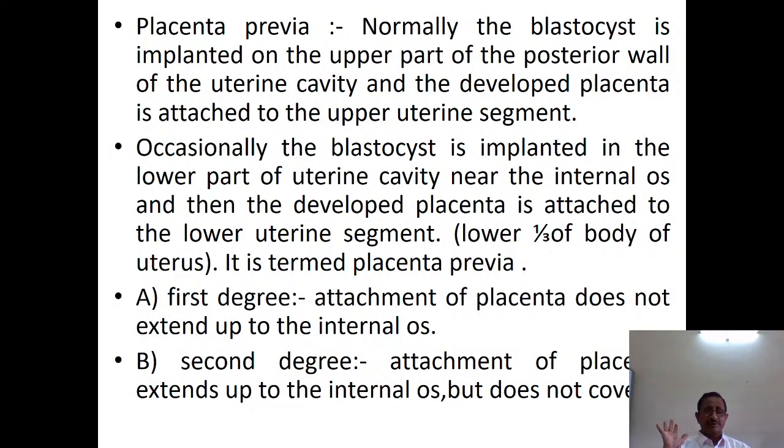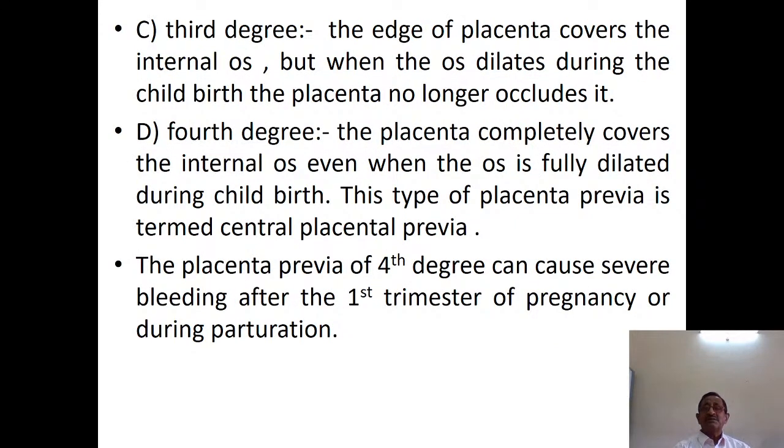So in placenta previa, we are having first degree, second degree, third degree, and fourth degree. In the first degree, the placenta does not extend up to the internal os. That means it is attached to the lower part of the uterus, but the placenta is not approaching the internal os. In the second degree, it is extending up to the internal os, but does not cover it. And third degree, it is covering the internal os, but when the os dilates during childbirth, the placenta is no longer occluding it.